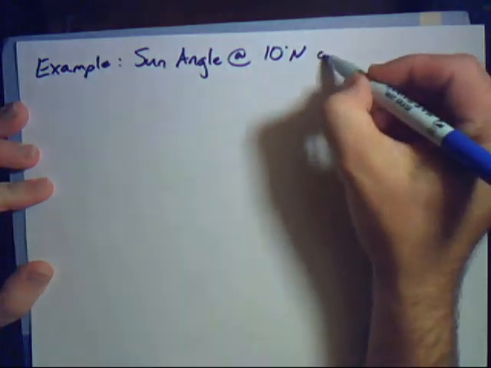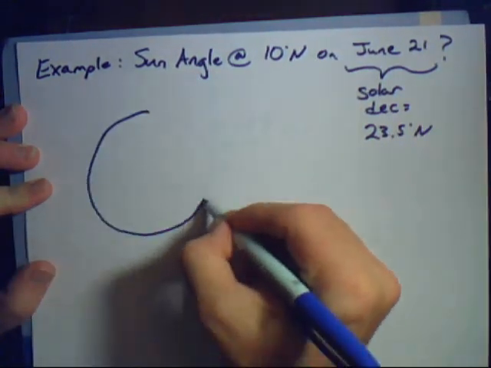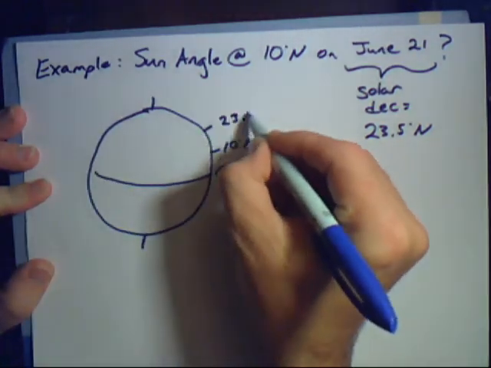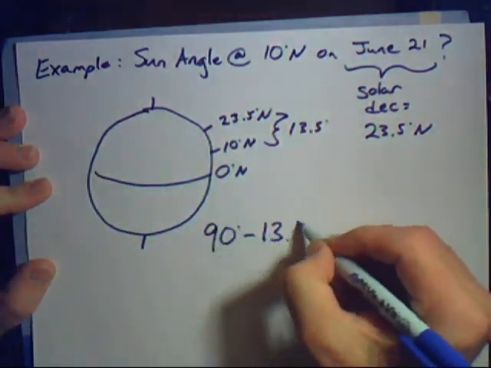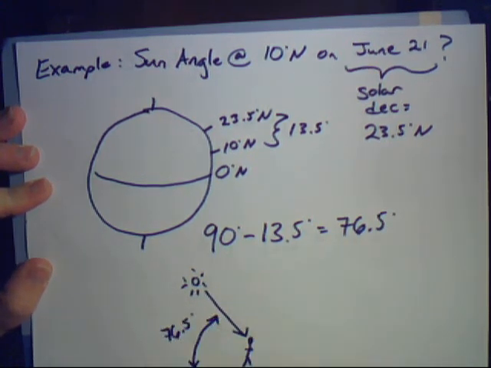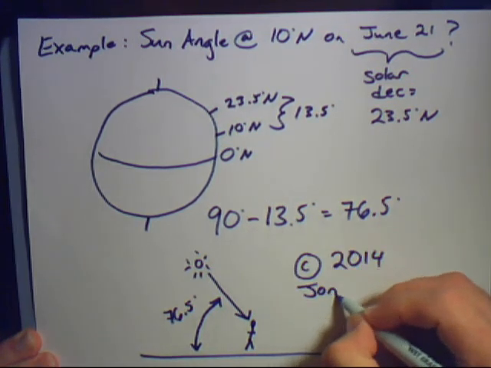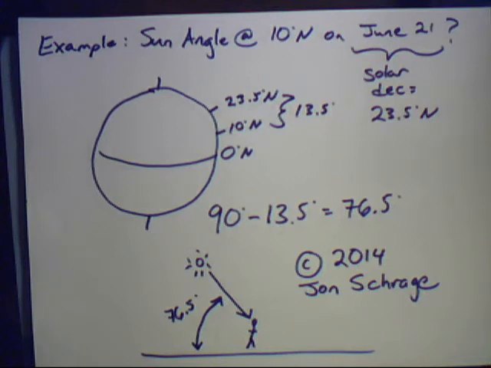Here's another example. Let's compute the sun angle at 10 degrees north on June 21st. Again, I just picked 10 degrees north at random. June 21st has a solar declination, according to the analemma, of 23.5 degrees north. It is, in fact, the June solstice, so that is the Tropic of Cancer. It's as far north as the sun gets in the course of a year. All right, so if we sketch a globe here with the equator, our given location being 10 degrees north and our solar declination being 23.5 degrees north, we get a distance between them of just 13.5 degrees. 90 degrees minus 13.5 degrees is 76.5 degrees.